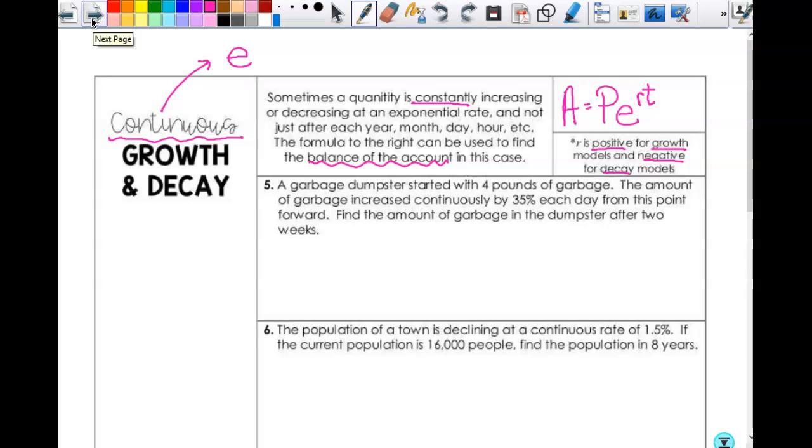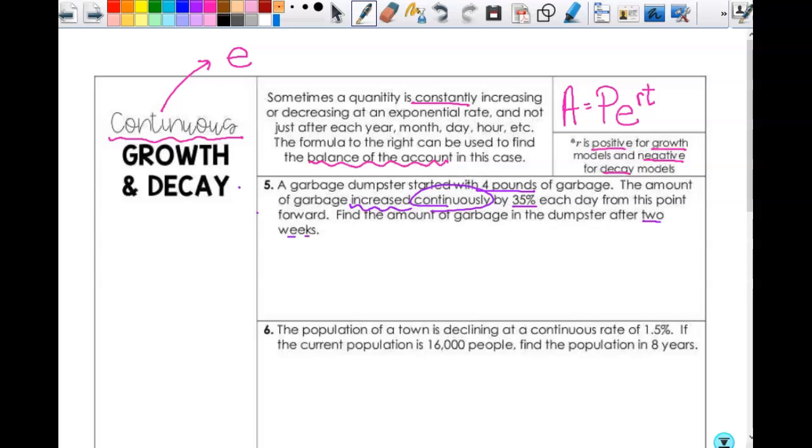So we're not talking about a bank account because this would be the most disgusting bank account ever, but a garbage dumpster started with 4 pounds of garbage. Okay, so we start with 4 pounds of garbage. The amount of garbage increased continuously by 35% each day from this point forward. Find the amount of garbage in the dumpster after 2 weeks. Okay.